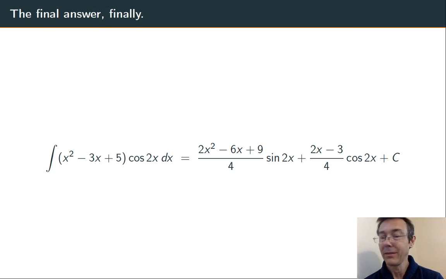There's the answer. (2x² − 6x + 9)/4 times sine of 2x, plus (2x − 3)/4 times cosine of 2x, plus c.